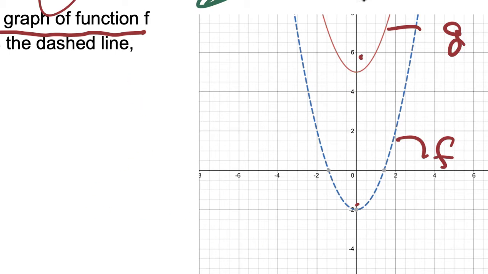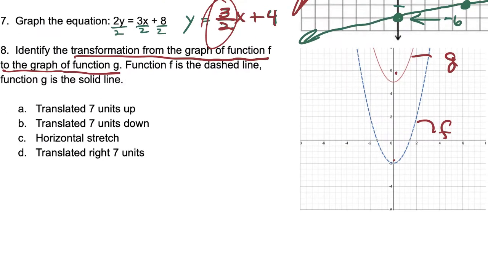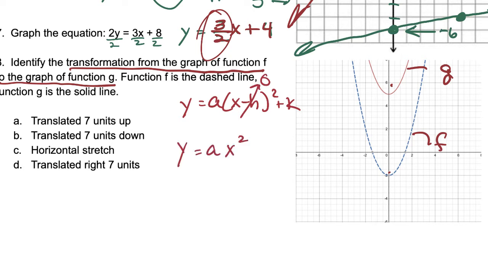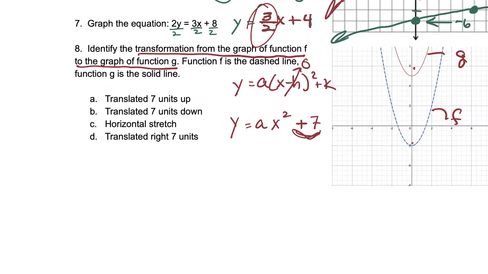Now that 7, remember our parabolas. Y equals a times x minus h squared plus k. This one's not shifted left or right, so h is just 0. That's our shifter for left and right. I don't know what a is. But we can see if I want to move it up by 7, that's what my k value has to do. Okay, it shifts it up by 7.